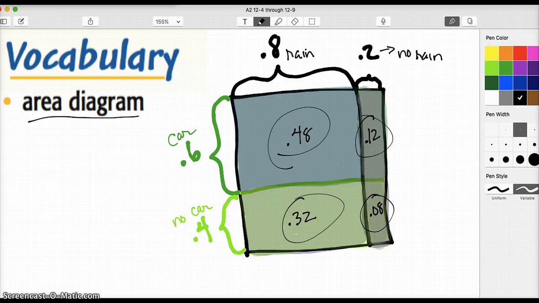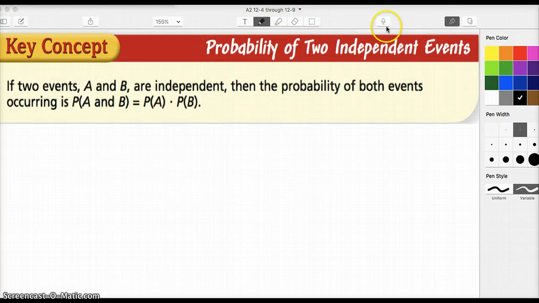One of the key concepts that you saw in that diagram, and that will make sense especially given the fundamental counting principle, is that if you have two events that are independent, then the probability of both events occurring, that is the probability of A and B occurring, is whatever the probability of A is times the probability of B.